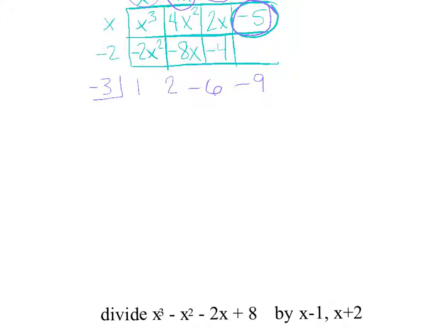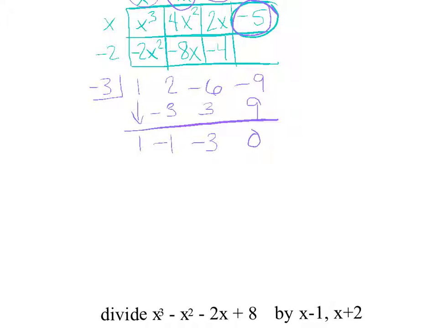All right, so again I draw a line. I drop that 1 straight down. I take my negative 3 times 1 and I put it there. So that gives me negative 3. I'm going to add these two together. That'll give me a negative 1. Negative 3 times negative 1 is a positive 3. Negative 6 plus 3 is negative 3. Negative 3 times negative 3 is a positive 9. And negative 9 plus 9 is 0.